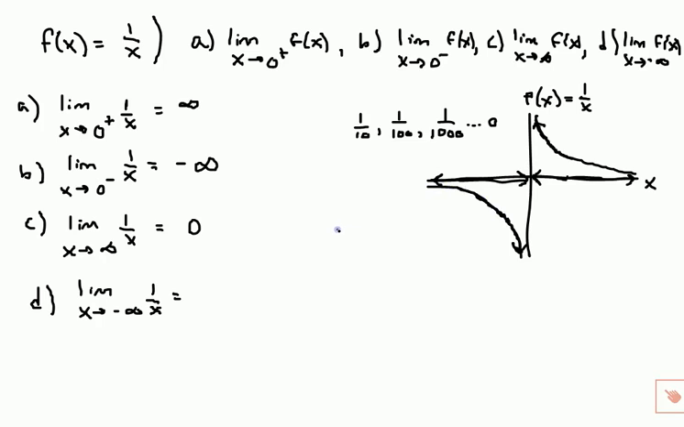You can imagine, just like part C, negative 1/10, negative 1/100, negative 1/1,000th. These are negative numbers, but they're getting closer and closer to 0, getting smaller and smaller. So this sequence of numbers also tends to 0. So this limit also tends to 0.